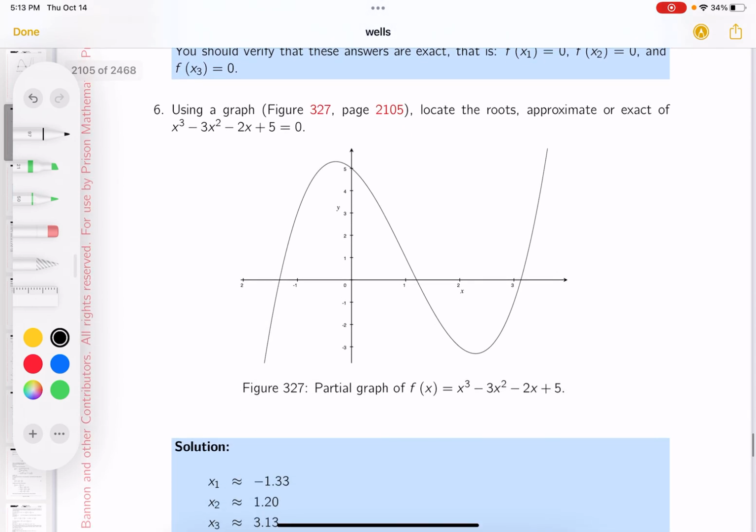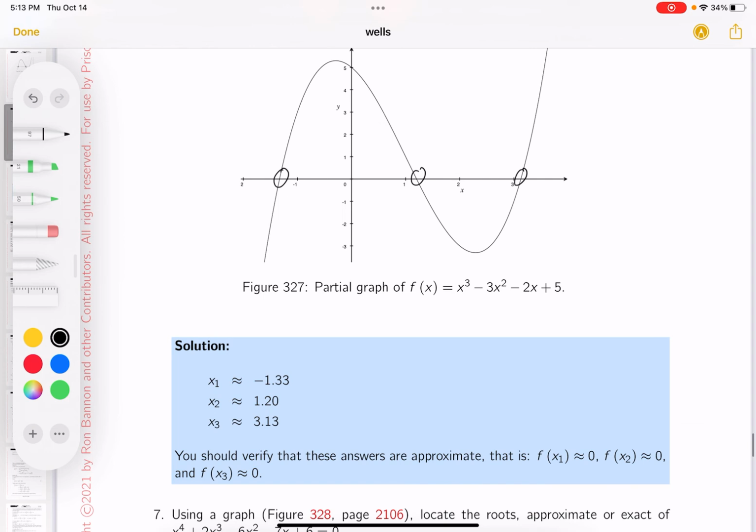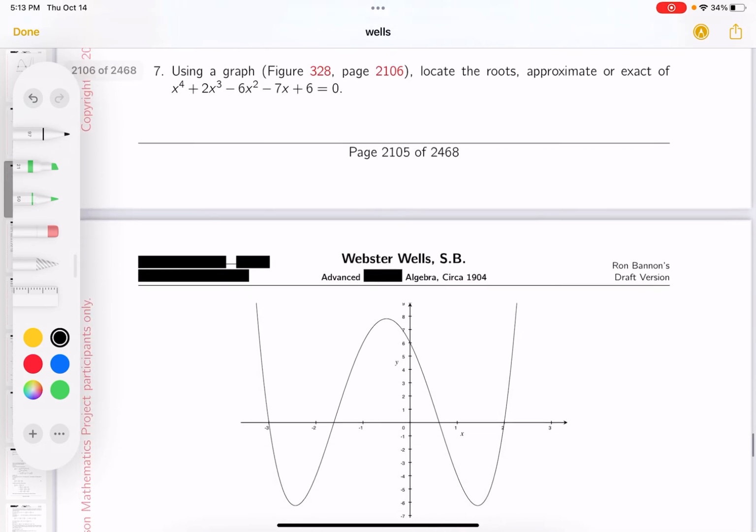All right, let's look at number 6. They give me the graph. I'm looking at it, and I'd have a tough time telling you what these numbers are exactly. But I do know one of them is between -2 and -1. The other is between 1 and 2. The other one's a little bit after 3. So I put down what I believe are approximate answers. And again, I want to do the verification that they're not exactly 0. They're approximately 0.